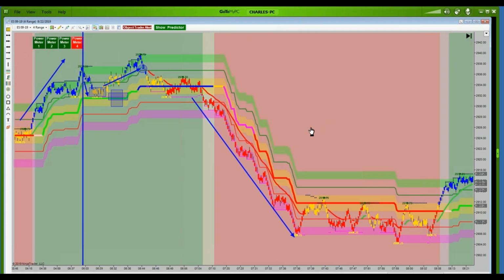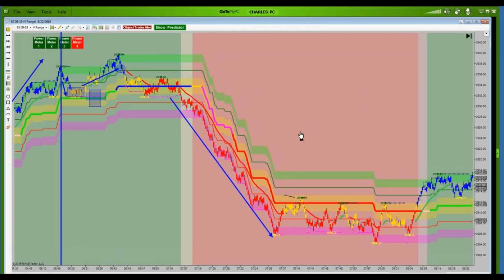Now, here's some more examples of mid-band trades right here on the short side. Here's one right here. There's 3 of them, and we were calling these out live in the room as they occurred.